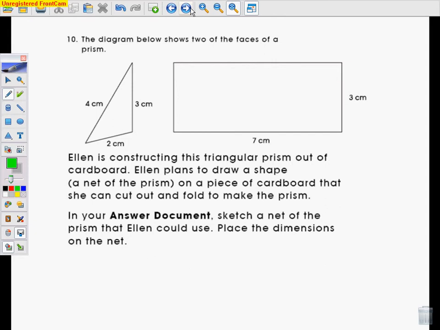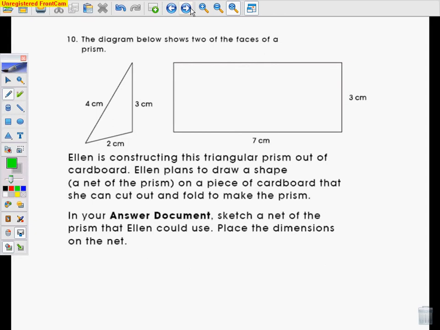So number 10, the diagram below shows two of the faces of a prism. So these are just two of them. Ellen is constructing this triangular prism out of cardboard. Ellen plans to draw a net of the prism on a piece of cardboard that she can cut out and fold to make the prism. In your answer document, sketch a net of the prism that Ellen could use. Place the dimensions on the net.